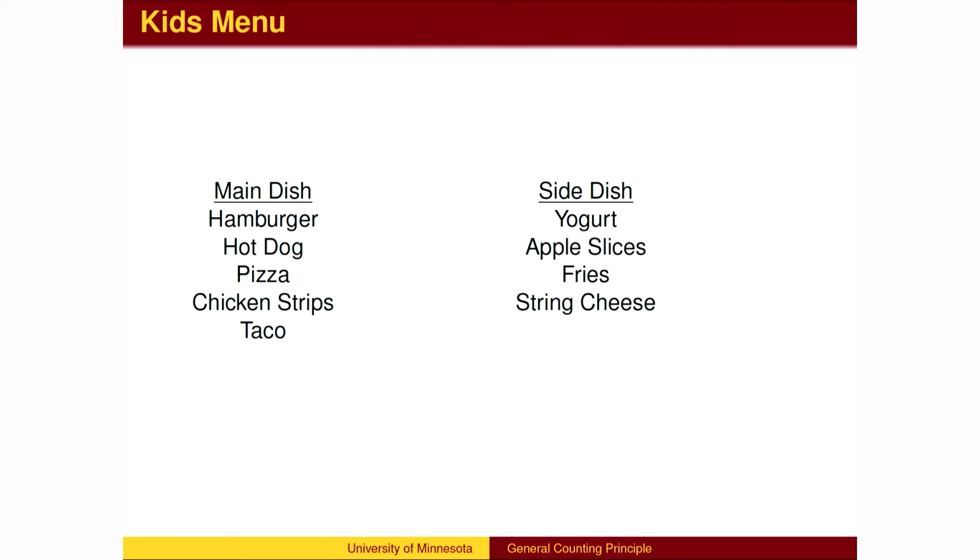We can think of this as a 2-step process. First, we prepare the main dish, then add the side. Each of the main dishes can be sent to one of 4 stations to add the appropriate side dish.